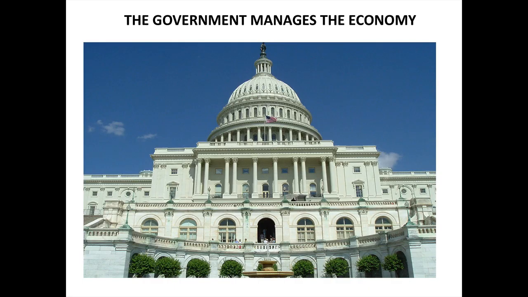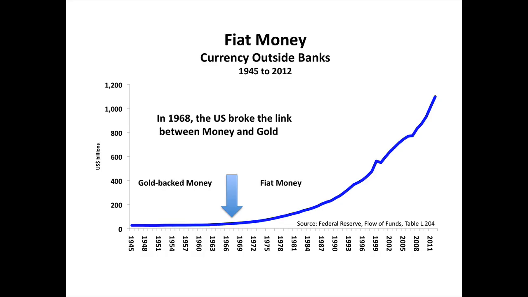In the past, the federal government played very little role in the economy. Now the government actively manages the economy to make sure that it continues to grow. Dollars used to be backed by gold. That ended in 1968. Now the central bank creates money from thin air and uses it to push up asset prices.